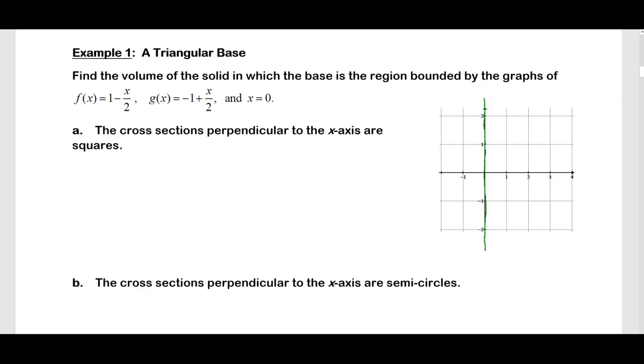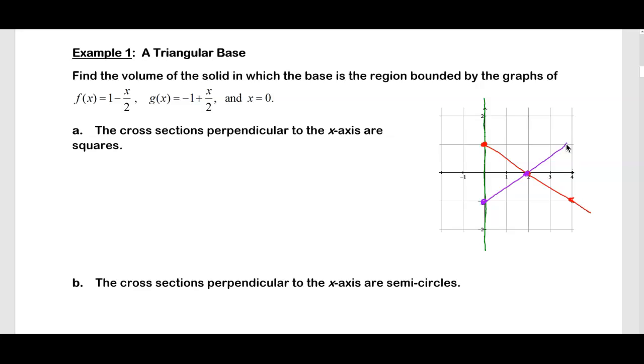Okay, f of x equals 1 minus 1/2 x. It starts at 1 and goes down over 2, right? Alright, got that. And then g of x starts at negative 1 and goes up. There's only one triangle, the answer is 0.